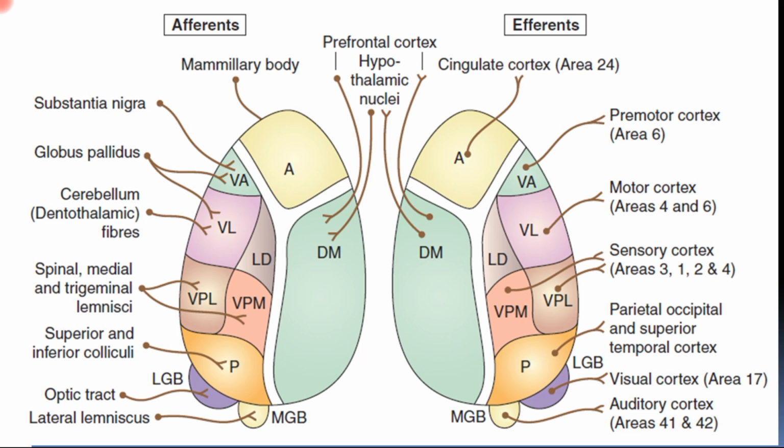So the pulvinar is receiving signals from the superior and inferior colliculus, and it also receives signals from the auditory and the visual areas, and their output goes to the parietal, occipital and superior temporal cortex, and thus it helps in integrating various types of sensation, that is the auditory, the visual and other sensations. It integrates and sends it to the various areas in the cerebral cortex.